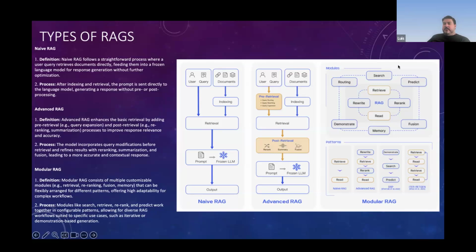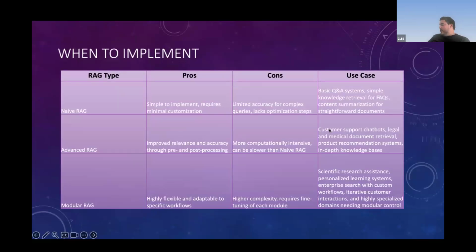Then let's talk about when to implement these. There's something called naive RAG. The pros: simple to implement, requires minimal customization. Cons: limited accuracy for complex queries, lacks optimization steps, basic QA, simple for FAQs. So if you want to build something fast and simple, like for a POC, naive RAG seems to be the best way to go. Advanced RAG improves relevance and accuracy with pre and post processing, but could be more computationally intensive as well, and could be slower, like I said before.